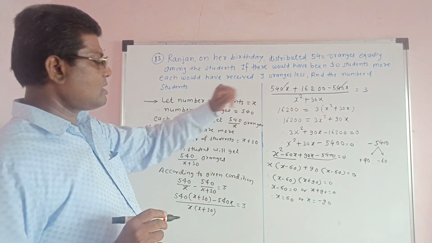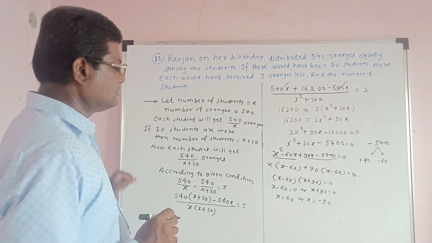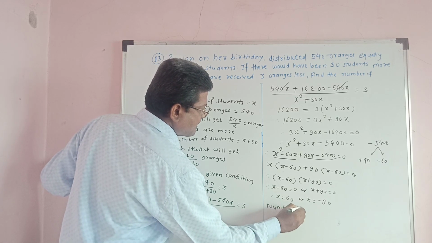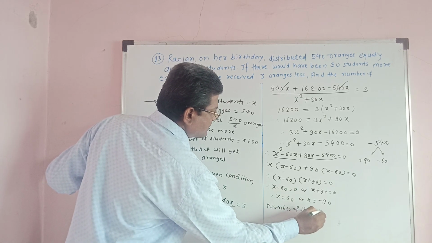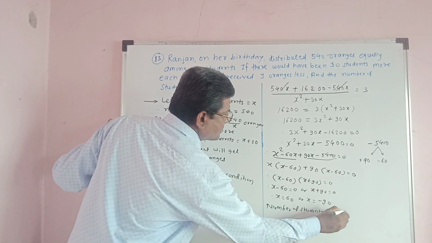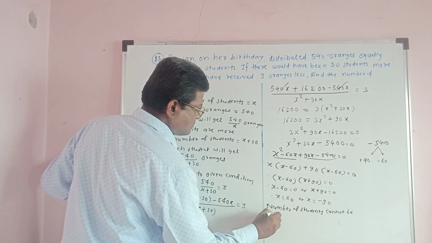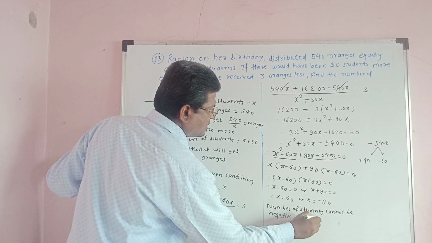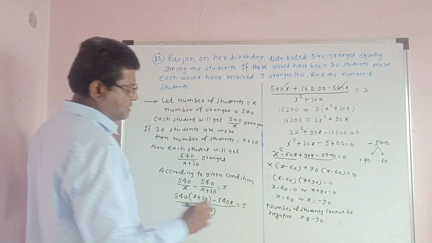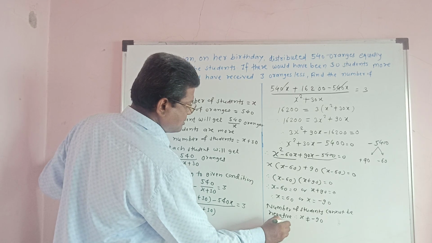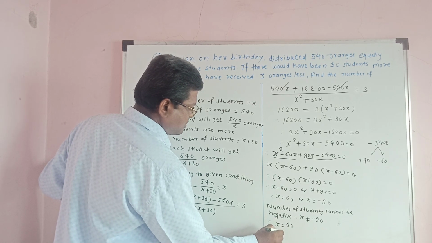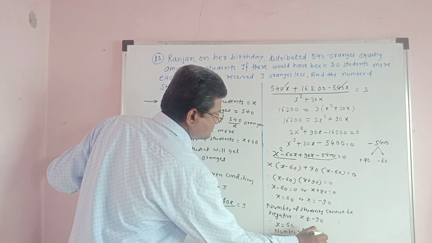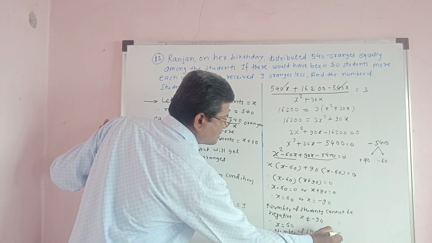But number of students cannot be negative. Therefore x is not equal to minus 90. Therefore x is equal to 60. Therefore number of students is equal to 60 here.